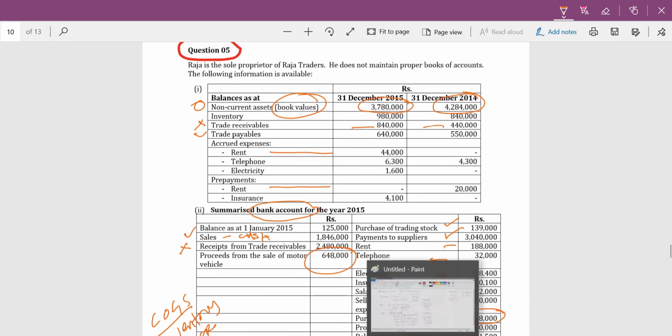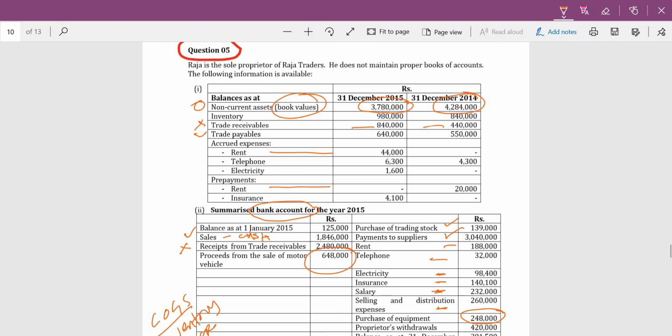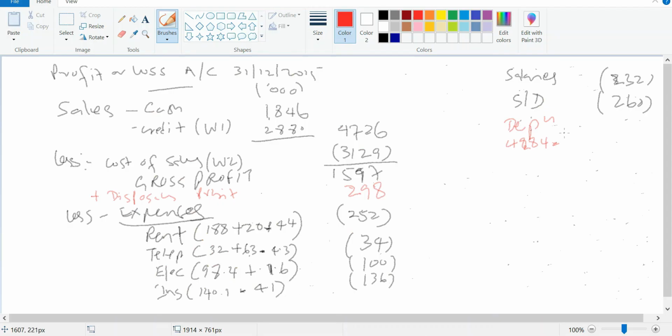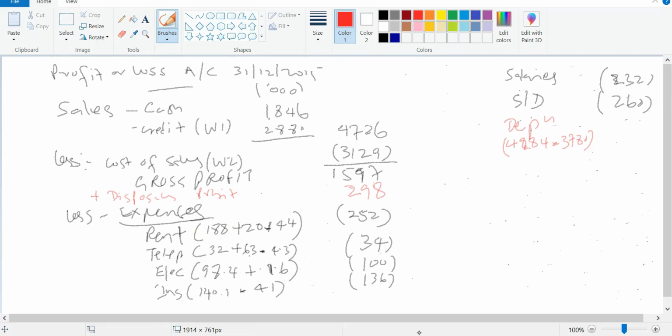4284 minus 3780. Please remember the disposal has been recorded here. So therefore the 4284 minus 3780 should be 504.